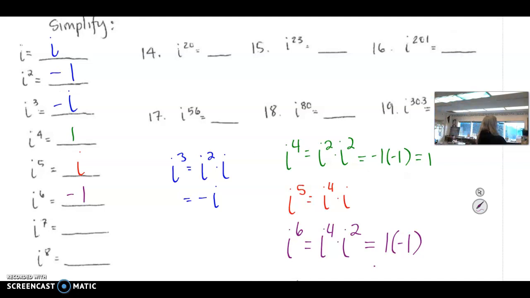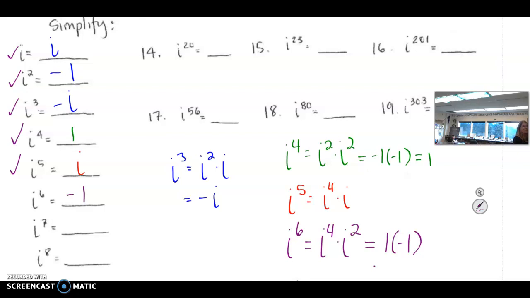Yeah, so there's a pattern here. If you're watching this video, you've got this one. This is i, and then you have -1, and then -i, and then 1. And then i to the 5th has an extra i after i to the 4th, so that's going to be just i, because the i to the 4th is 1. So you're going to look for how many factors of i to the 4th go into it, and then how many extra i's there are.